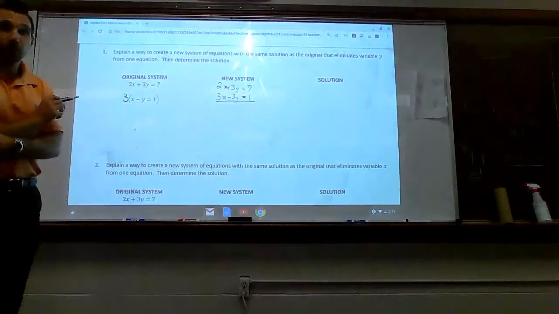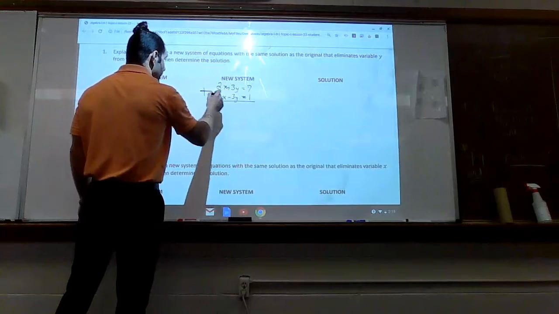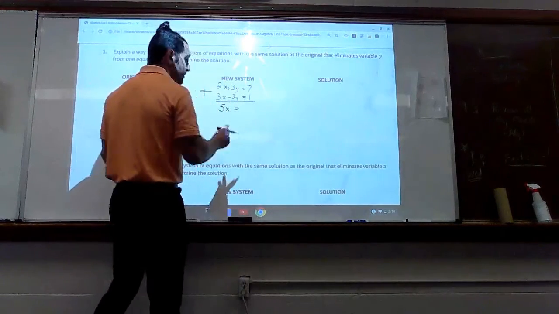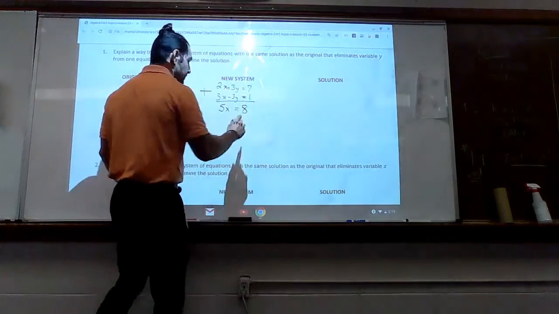Now, to eliminate the y's, we're using the additive inverse. Positive and negative. 2x plus 3x is 5x. 3 plus a negative 3 is 0. 0 y's, oi. We don't have any y's. 7 plus 1 is 8.